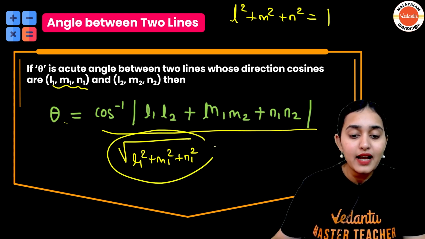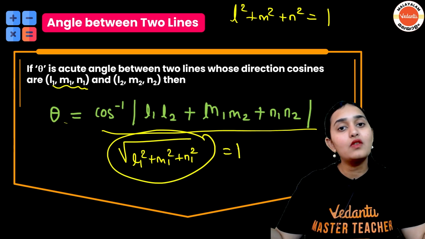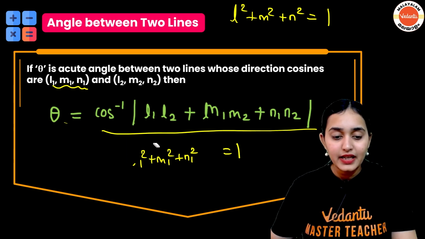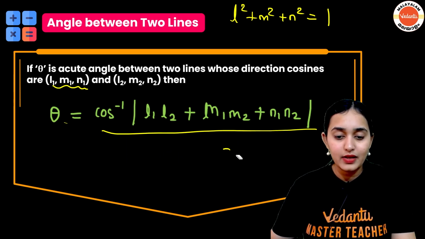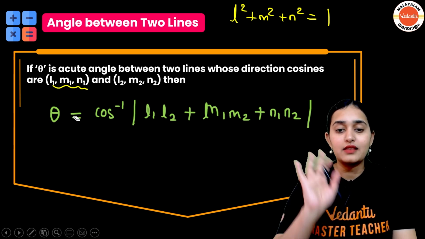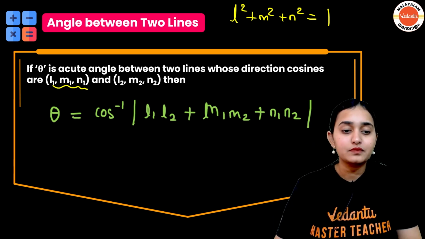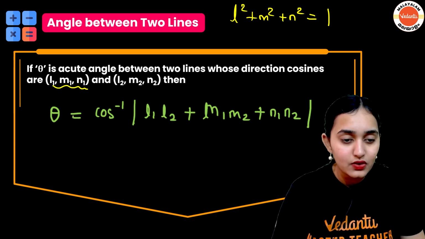So this will become 1 and there is no need to write 1, so therefore it is not mentioned in the formula itself. This is just the formula. Okay, so this is the angle between two lines.